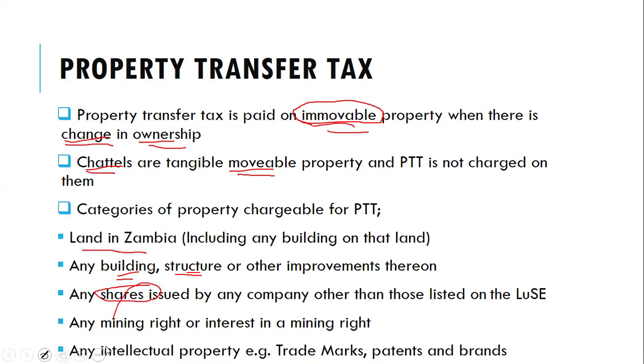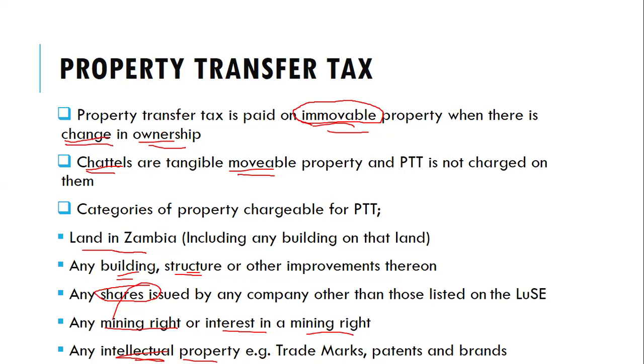Shares, property transfer tax is also charged. Then mining rights and interest in mining rights, tax is also charged. Then intellectual property, there's a transfer of intellectual property from one hand to the other, trademarks, patents, and brands. Intellectual property is also charged. So the keyword is immovable property and also change in ownership.